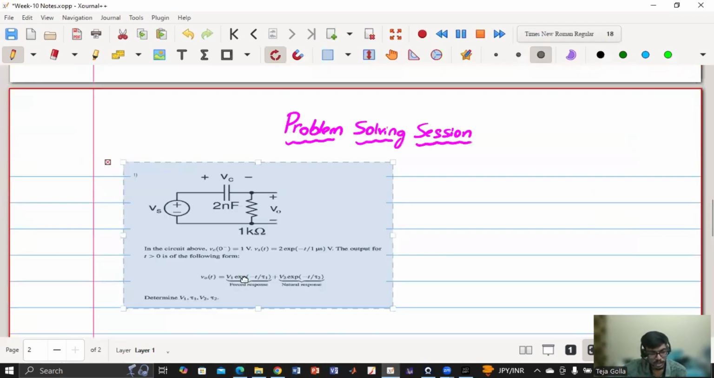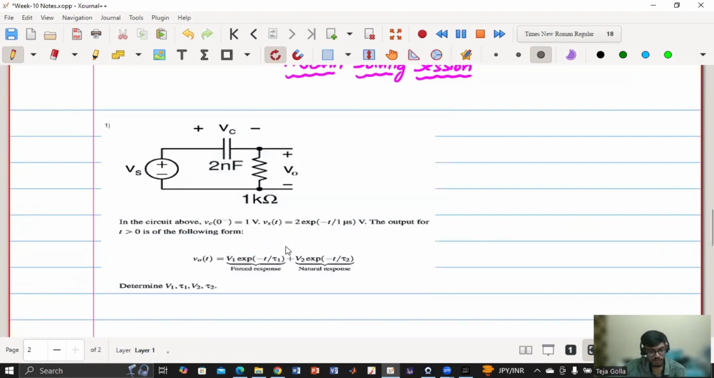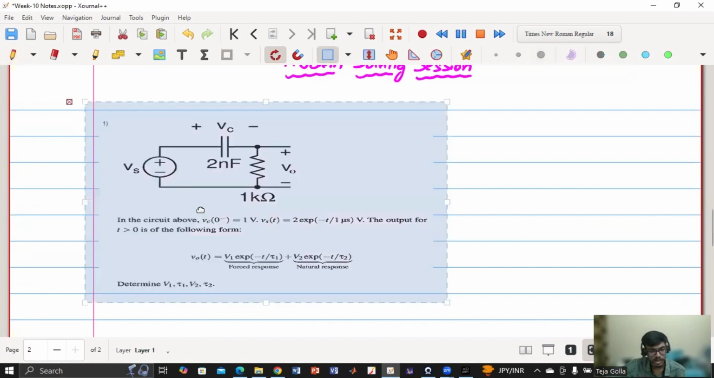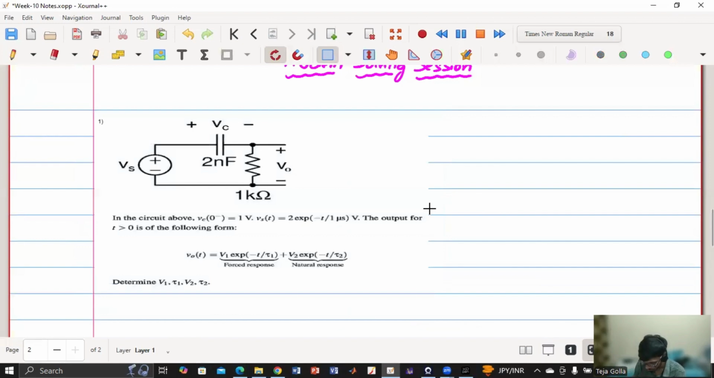So first, this is our question one. Even though it has four subparts, we can consider this as a single question and we'll try to solve it. So this becomes our problem number one for today, and we'll try to solve it by understanding the concept.